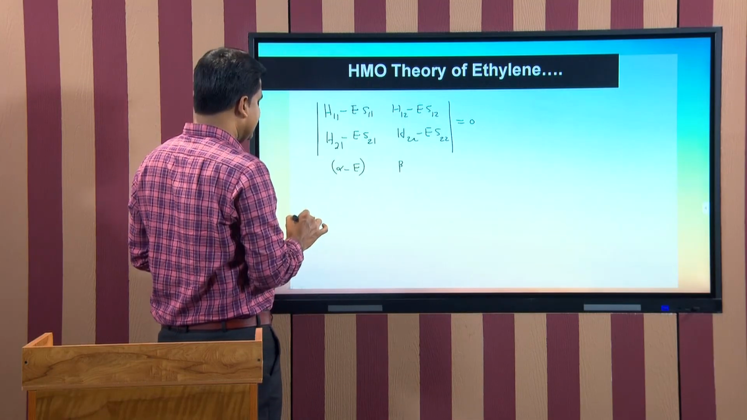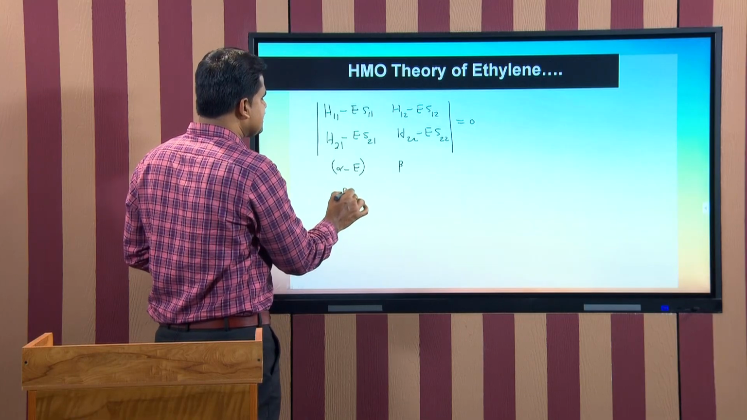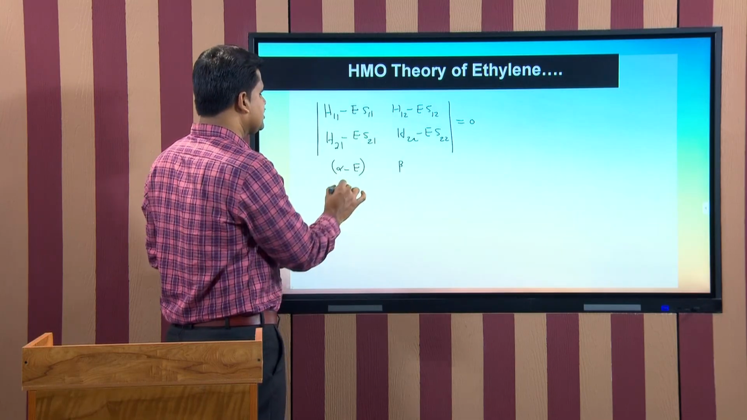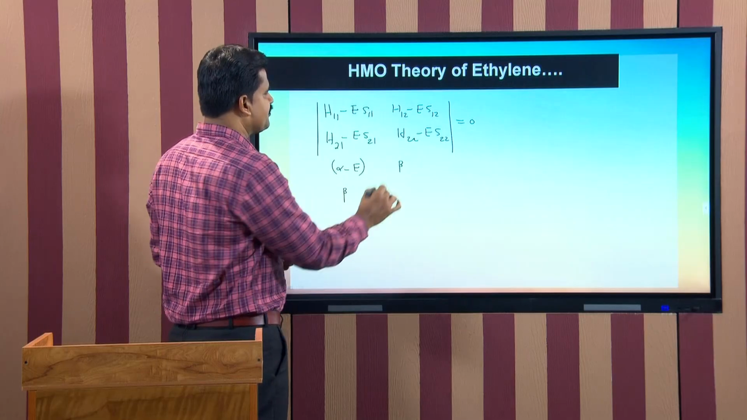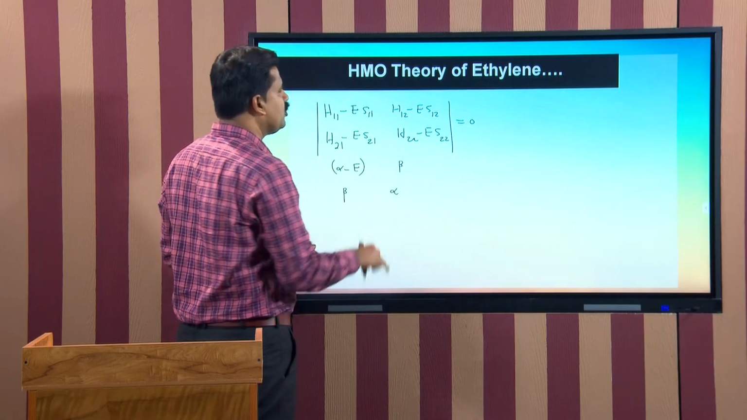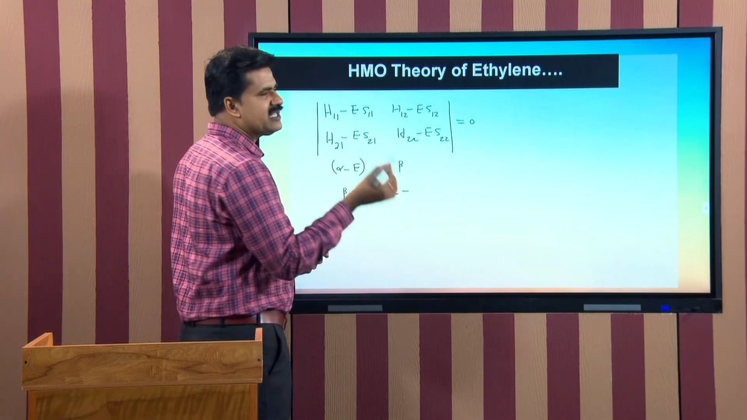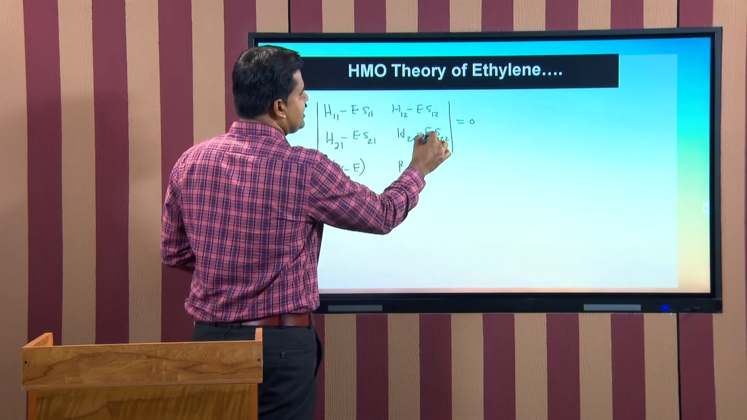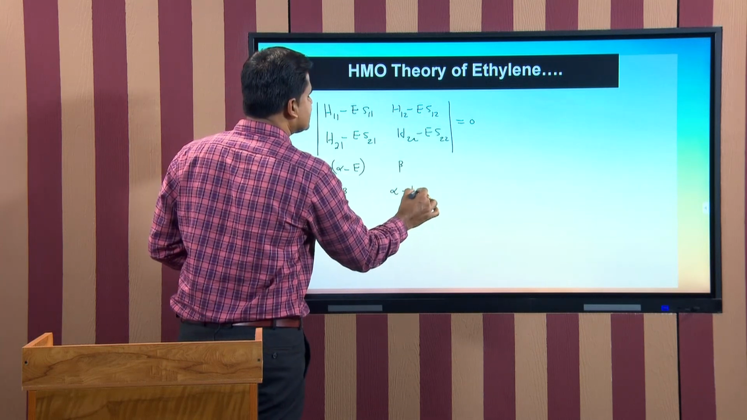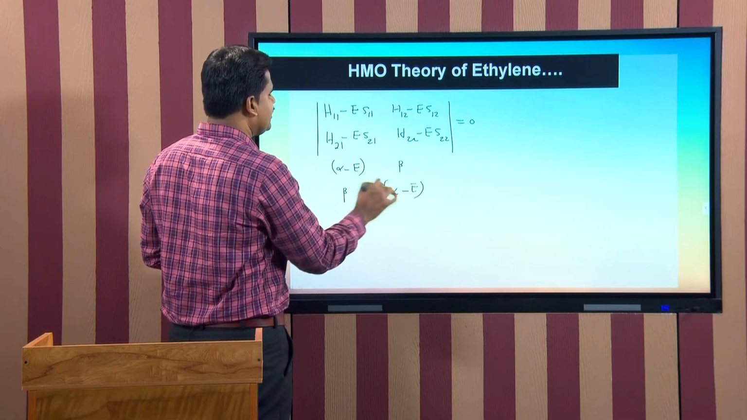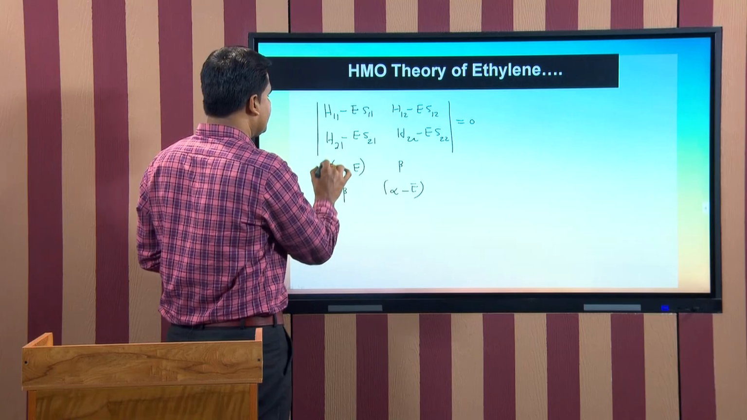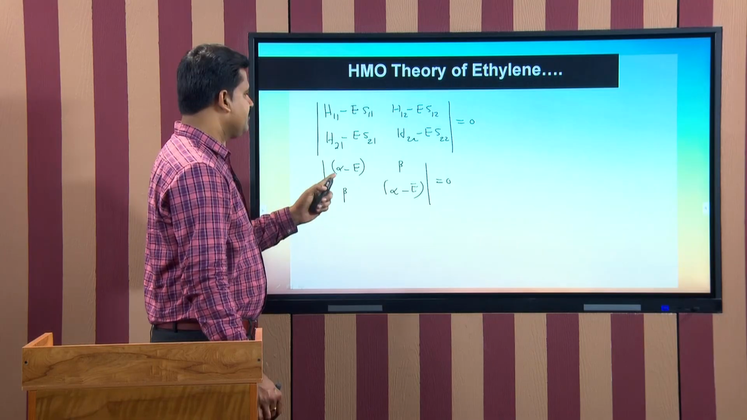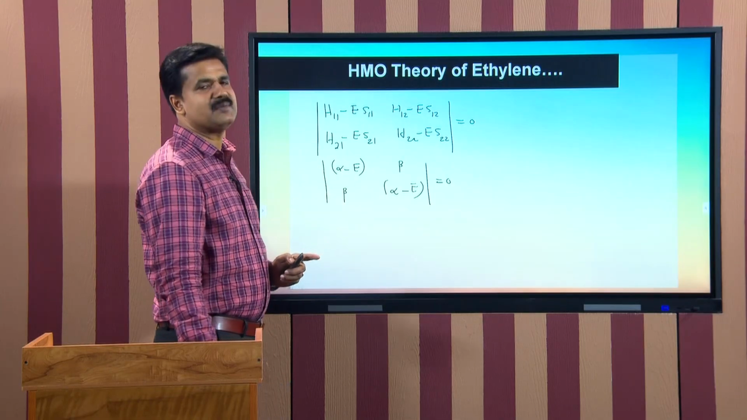Coming to the next line, H21 is taken as beta minus ES21, and S21 is equal to 0. So this term vanishes, and this term is simply beta. And this one, H22, is alpha minus ES22. S22, as per Huckel's approximation, is equal to 1. Therefore, E into S22, that is E into 1, is simply E. So the diagonal elements are alpha minus E and alpha minus E, and this is another form.